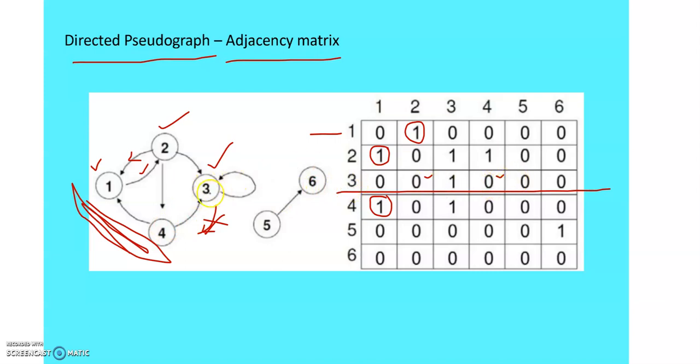Now, but 3 has one loop, which means starting and ending. Now that's why I write 3, 3, because it's starting and ending in the same place, loop. So I put 1 here. I hope you understand now how to make the adjacency matrix for the directed pseudograph.